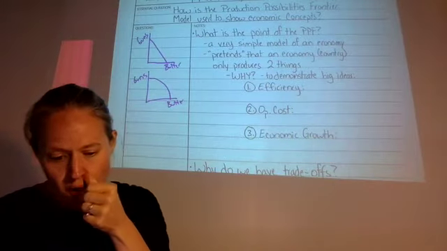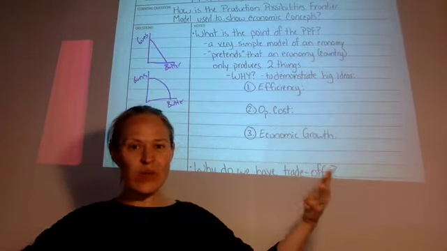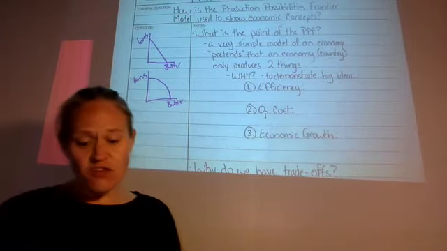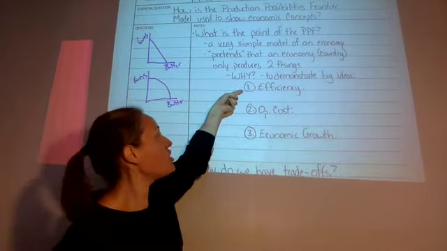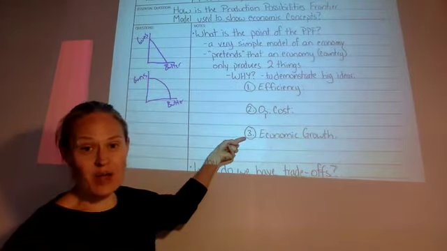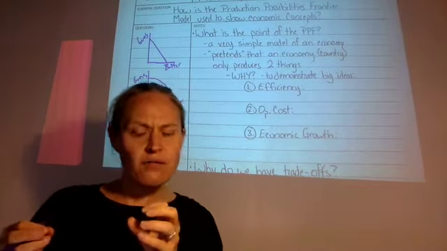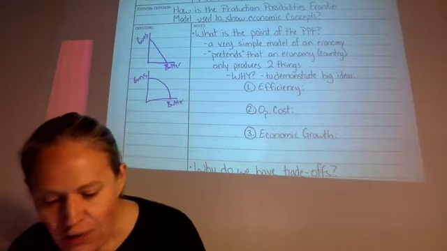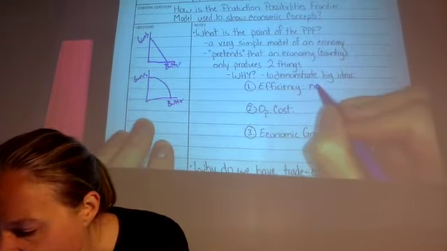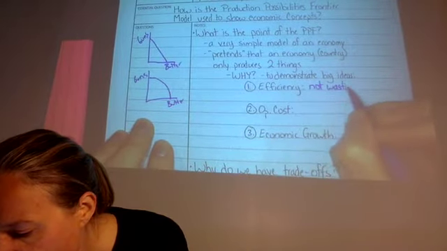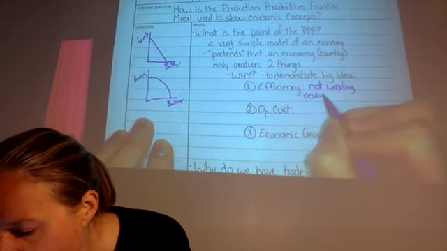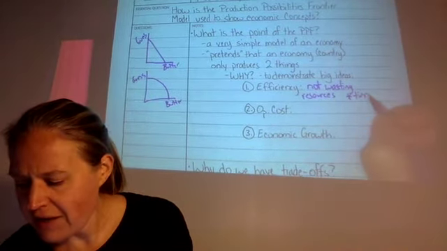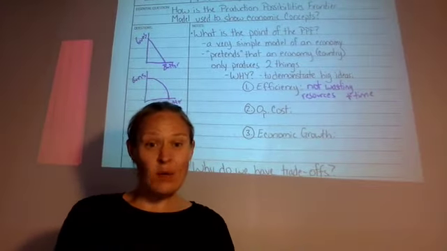All right, so why do we have this weird PPF? What's the point? Well, we can demonstrate some big ideas. We're going to use it to demonstrate efficiency, opportunity cost, and economic growth. Let's just remind ourselves of what those three things mean, and give ourselves some really quick definitions. So efficiency simply means not wasting resources. And you know what our biggest resource is? Our biggest resource is time. But a resource, of course, is anything that we can use.